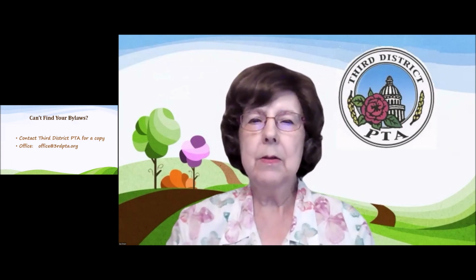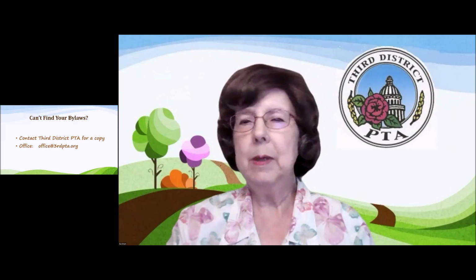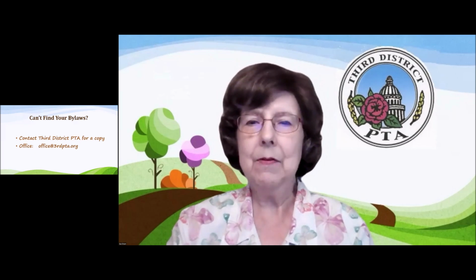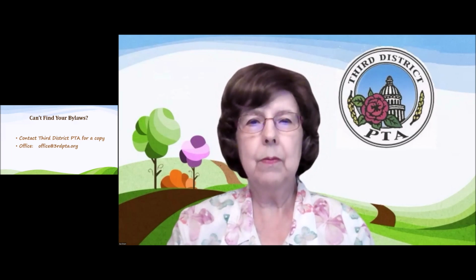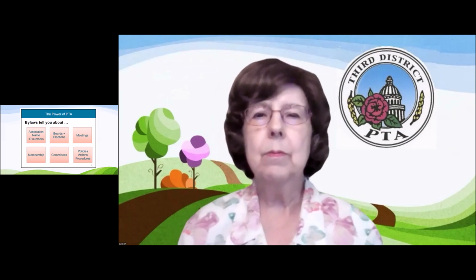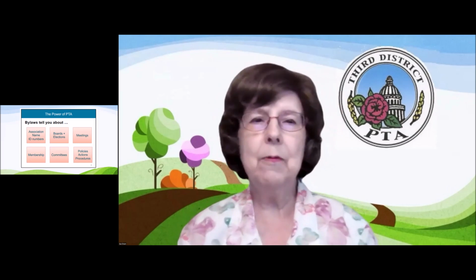You can't contact the California State PTA to request a copy of your bylaws because they don't keep them. There are several thousand PTAs within the state of California, and so that would be an awful lot for them to keep. So you have to contact 3rd District if you need a copy of your existing bylaws. Bylaws are sort of the rules of the game for your PTA.